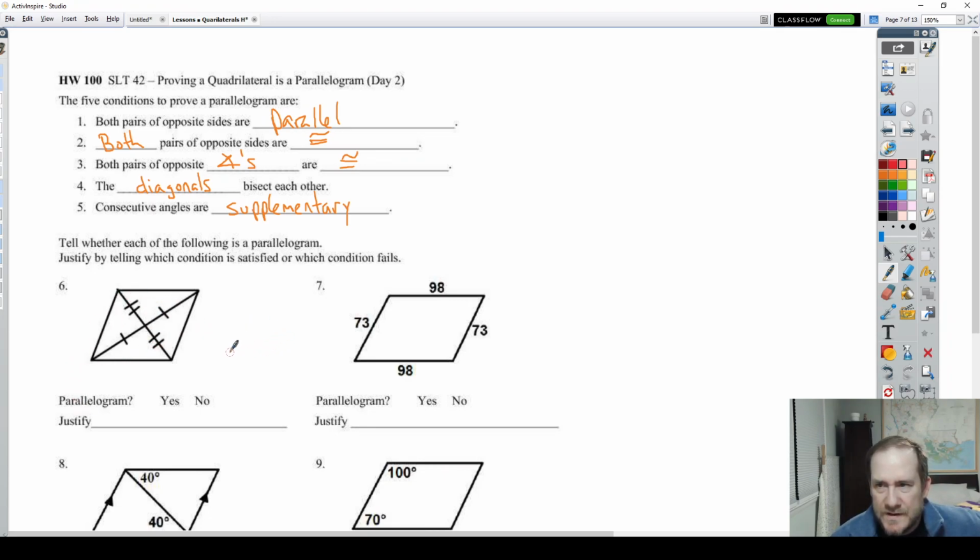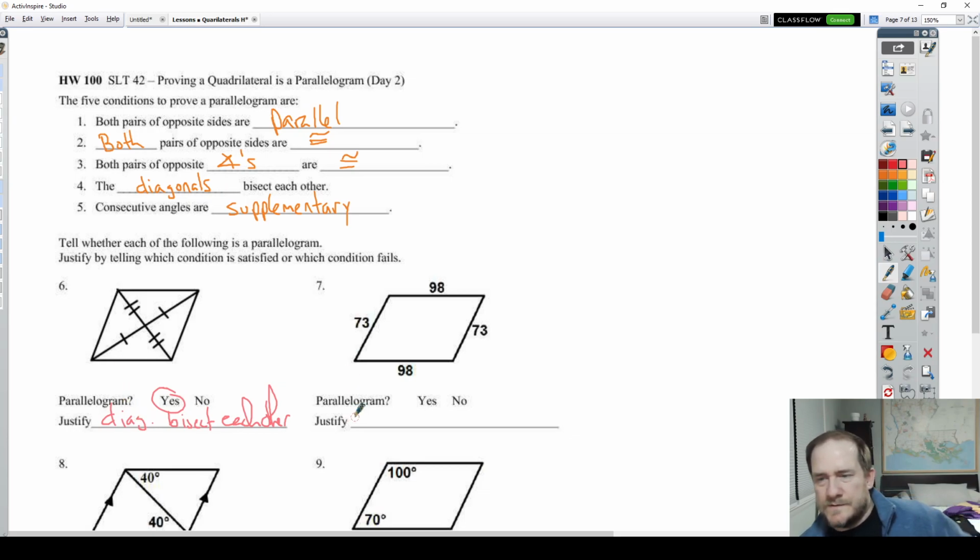Kind of tricky, but we've got a rule that says the diagonals bisect each other when we're a parallelogram, and that's what I see here. I see 2 diagonals that are bisecting each other, so that's a yes. That's it. Diagonals bisect each other, so yes, we're a parallelogram.